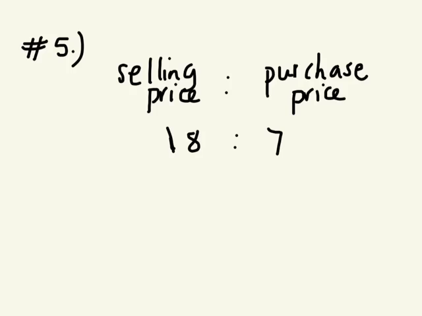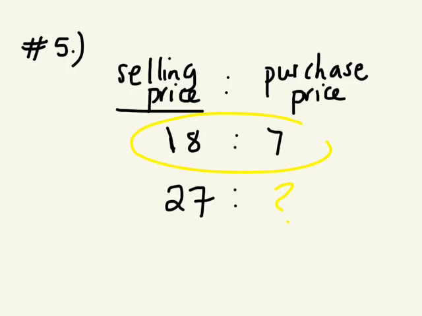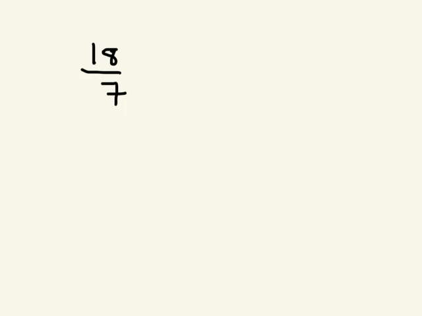Okay, and the question says if the computer chip sells for $27, we want to know the purchase price. So where would I write 27, on the left or the right side? Okay, it's on the left side because this represents the selling price. And we need to know what is the purchase price. Well, we have one ratio here, 18 to 7. We need to figure out what the missing value is here. You can write a ratio as a fraction. So 18 over 7 should be equal to 27 over something. We don't know what that something is. Let's call it x. It's unknown.